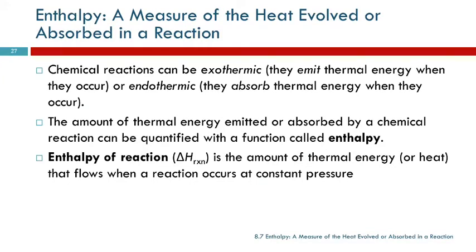So we've learned that chemical reactions can be exothermic, giving off energy, or endothermic, absorbing energy as they occur. The amount of energy can be quantified with a function called enthalpy. So the enthalpy of the reaction, which is given the symbol delta H reaction, is the amount of thermal energy or heat that flows when a reaction occurs at constant pressure.